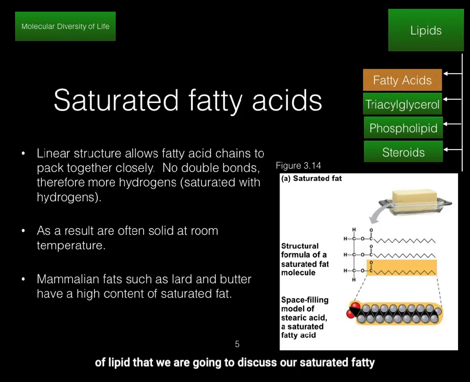The first type of lipid that we are going to discuss are saturated fatty acids. The linear structure, which is shown in the figure on the slide, of fatty acids allows the chains to pack closely together. There are no double bonds, so there are more hydrogens in the chemical structure, thus they are saturated with hydrogens, or saturated fatty acids. As a result of this structure, saturated fatty acids are solids at room temperature. And examples of solid saturated fatty acids are mammalian fats such as lard or butter.